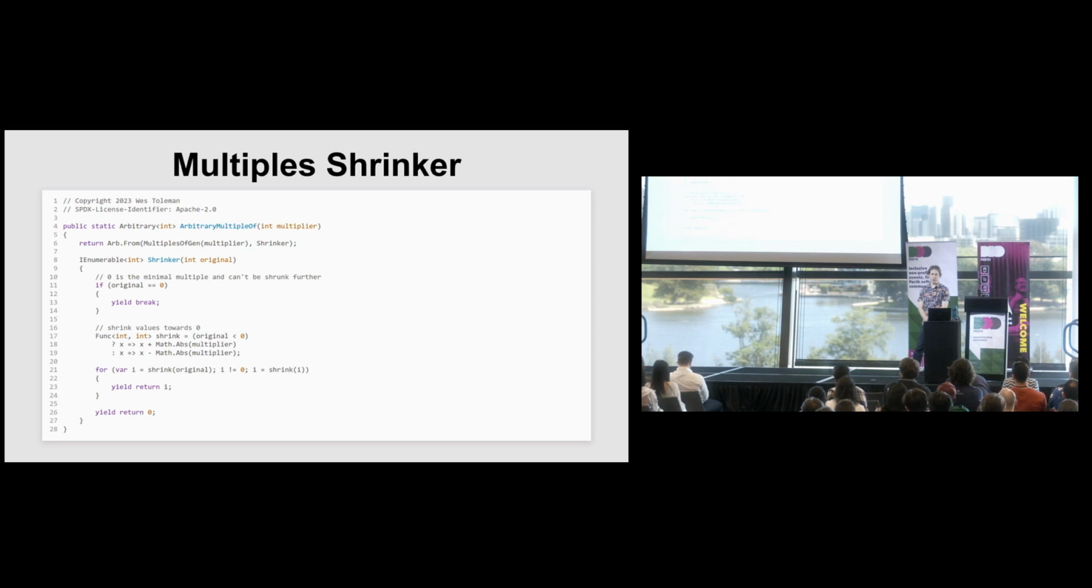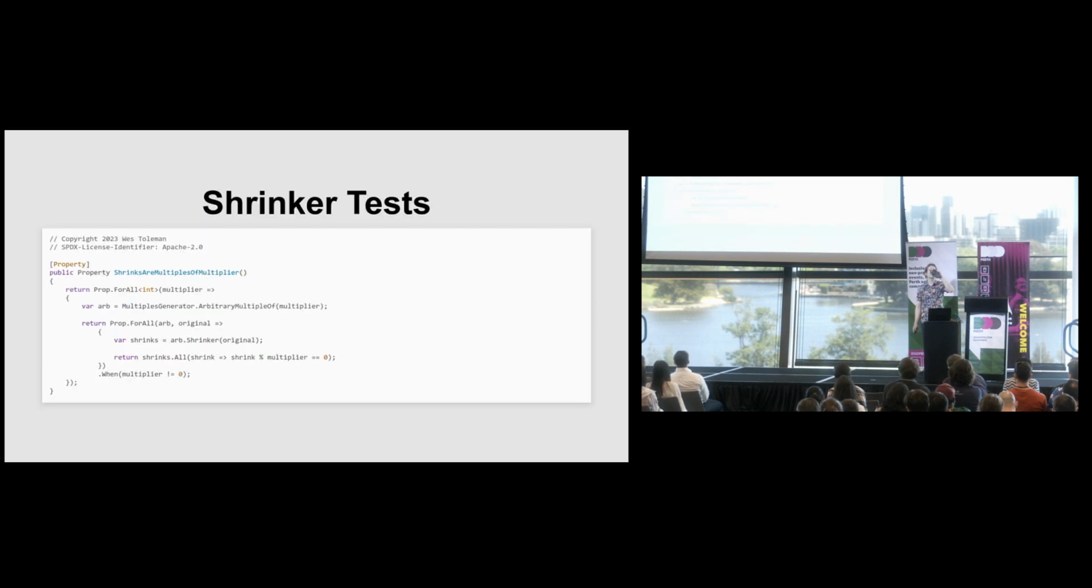Here's an arbitrary for a multiple of a number that includes a shrinker. The shrinker takes the original multiple and produces an enumerable of the multiples that are smaller than it. In this case, the smallest multiple is 0, which is 0 times our original multiplier. The shrinks interpolate between the original value and 0 in steps of the multiplier. Each time we shrink, the value is one multiplier less than the previous value. For example, if the multiplier is 5 and our original value is 20, the shrinks will be 15, 10, 5, and 0. Every shrunk value is still a multiple of 5. You can test shrinkers too.